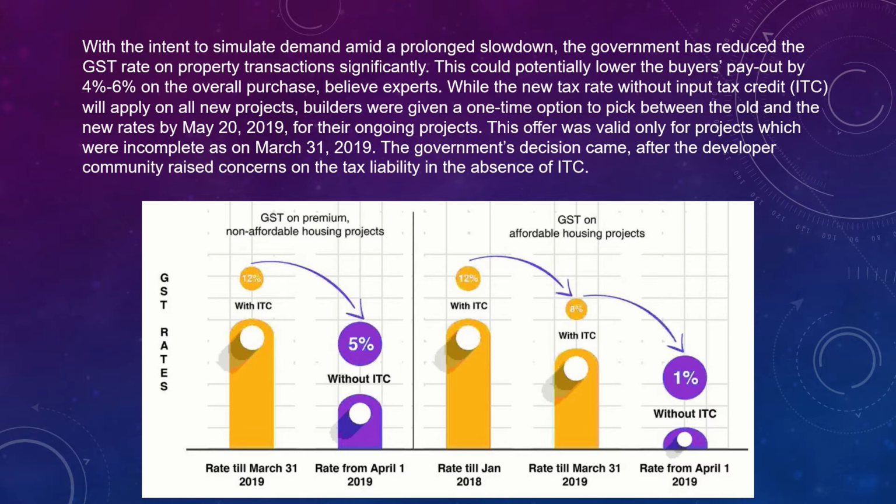So here's basically a graphical representation of how the GST rates went about. In case of the non-affordable housing projects, it was 12% with ITC, and after new provisions, from 1st April 2019 onwards, it was 5% without ITC. And as far as affordable housing projects are concerned, the rate till Jan 2018 was 12% with ITC. Then till 31st March 2019, it was 8% with ITC. And finally, after 1st April 2019, it was 1% without ITC.